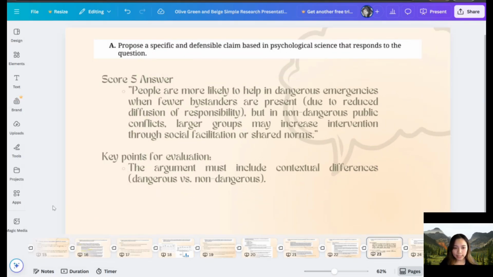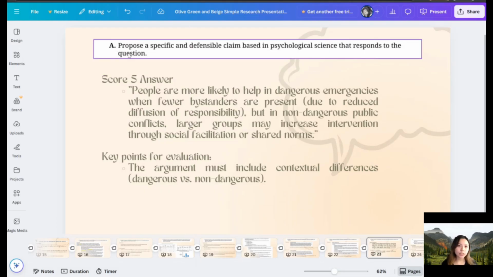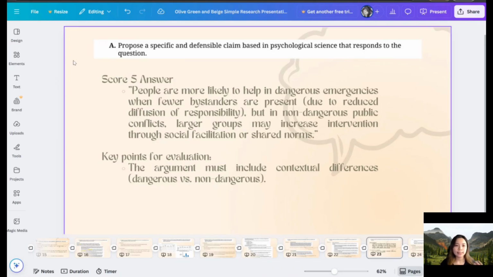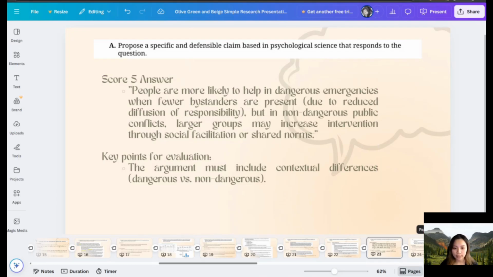The key point for this is that the argument must include the contextual difference. For example, in the sources mentioned, the dangerous situation versus the non-dangerous. Okay. Part A is actually, I think, the one that takes the longest time, so please be careful with it. Don't forget to mention "but" or "however", something like this, when you are making a claim.